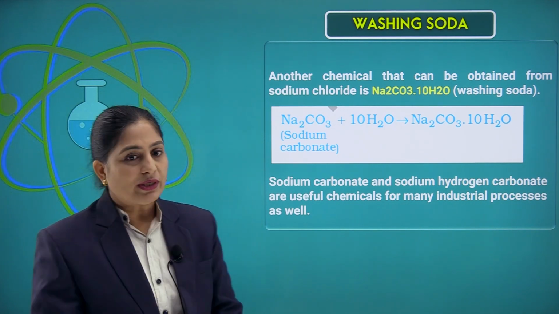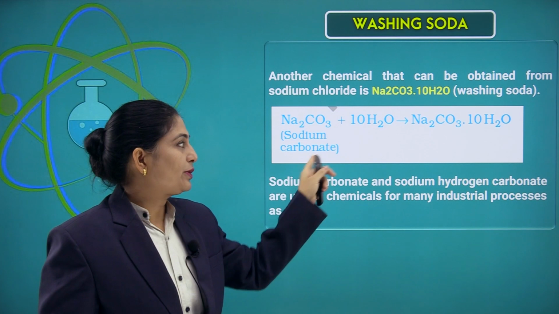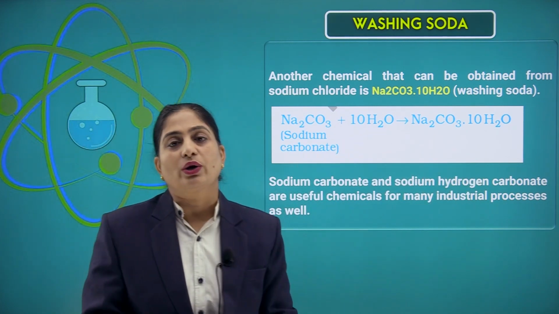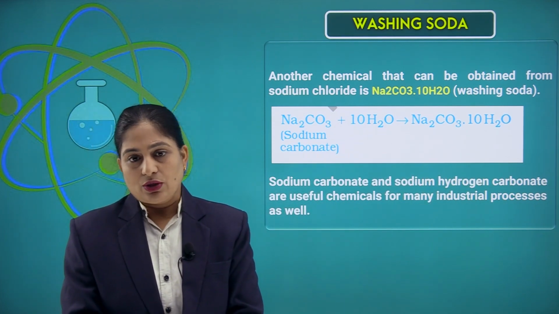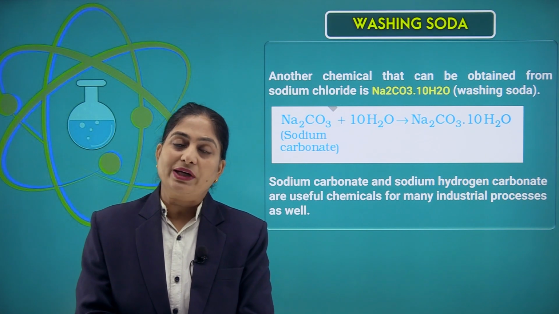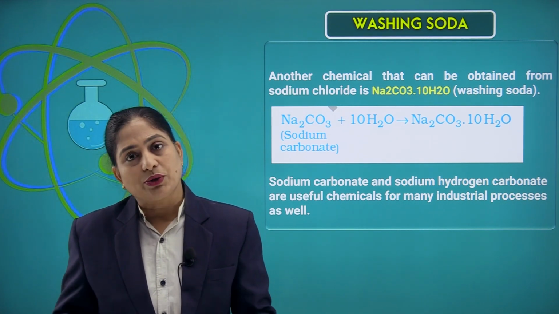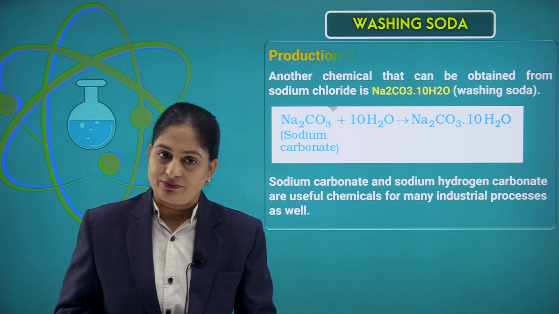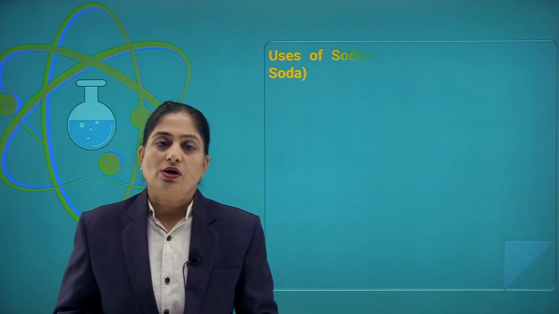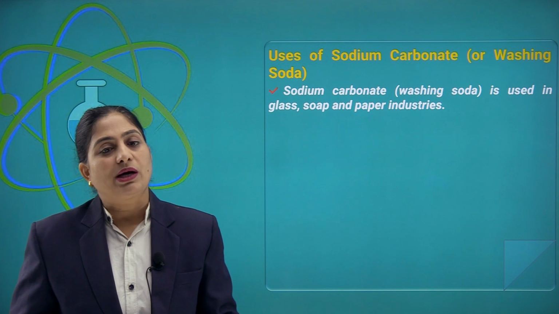And how is it prepared? It is prepared by adding water to sodium carbonate and we get sodium carbonate decahydrate. Sodium carbonate and sodium bicarbonate, that is sodium hydrogen carbonate, are very important chemicals and used in many industries. Now we will talk about the uses of sodium carbonate or washing soda.